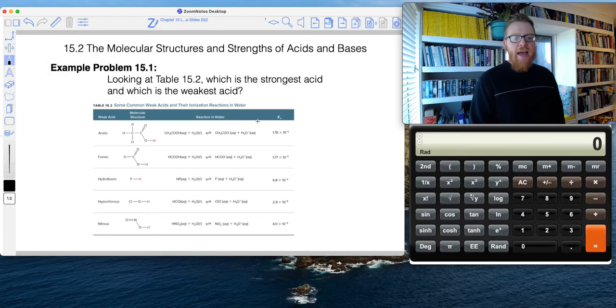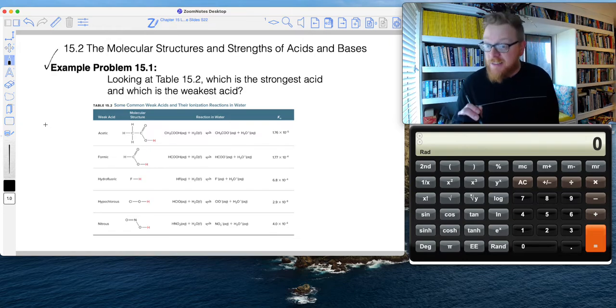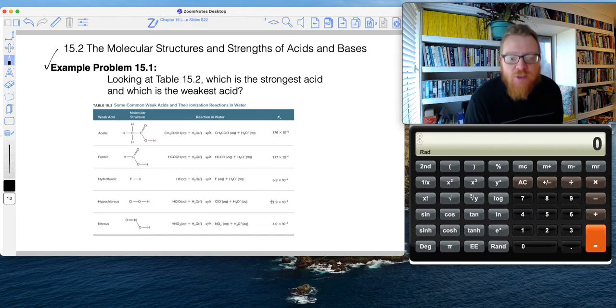So now let's look at a few example weak acids, and here's an example problem for you to think about. And by the way, anytime I do one of these example problems, I would encourage you to pause the video and see if you can work that out for yourself. And then, resume watching the video and see if you got the right answer.